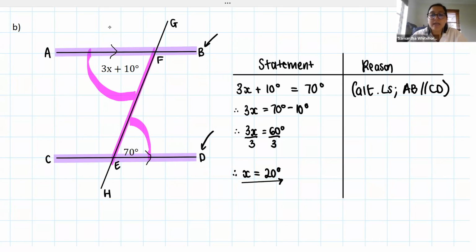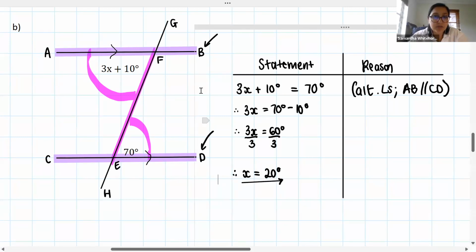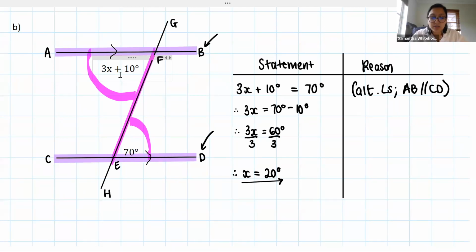Okay, so again, grade 8, it's algebra, it's solving an equation. That's all we need to do. We just need to make sure we remember our inverse operations, and we need to make sure we are applying our geometric reasons correctly. Okay, so let's take a screenshot of this one.